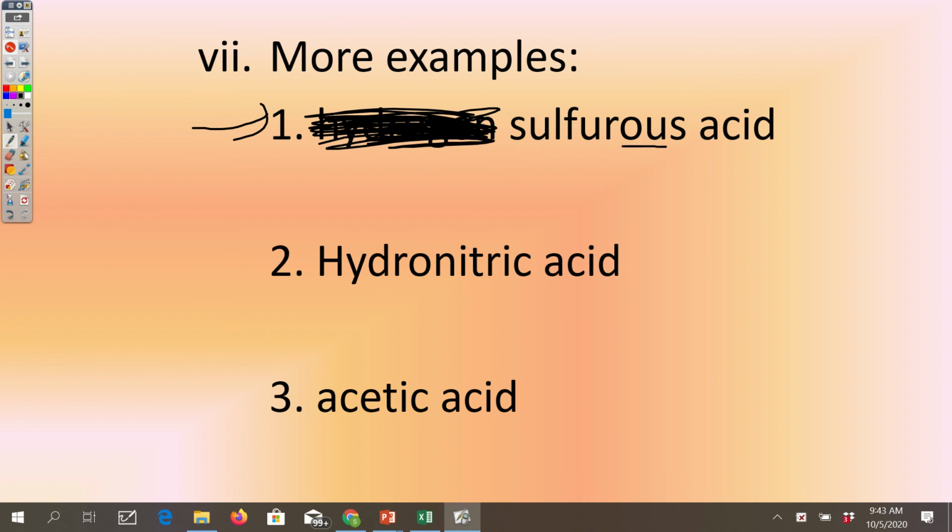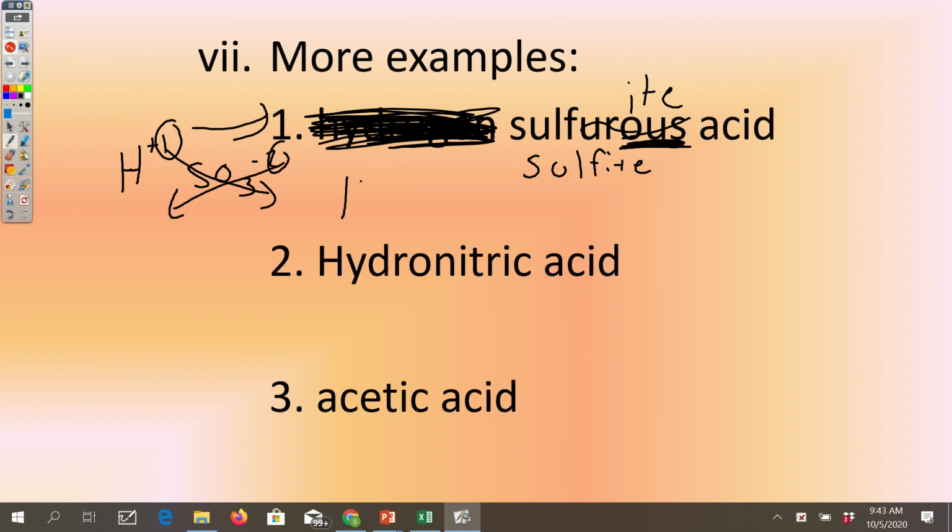Remember, we're going to look at the ending. Ous comes from that type 3 acid, so we're going to change ous back to ite. Remember, sulfur is one of those weird ones, so the ur is going to go away too. So this is sulfite. Sulfite is SO3 with a -2 charge. Remember, all acids start with hydrogen. Hydrogen has a +1 charge. So my 1 and my 2 swap places. So it's H2SO3.